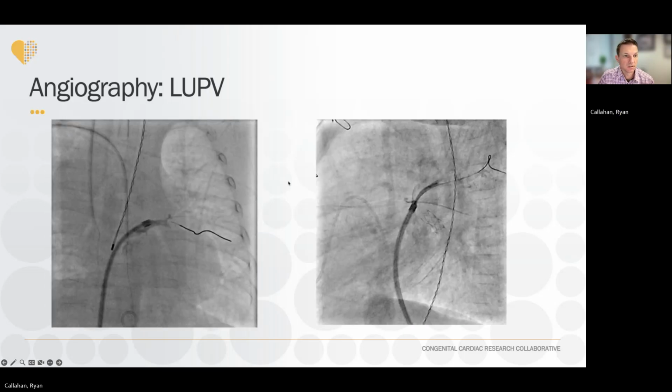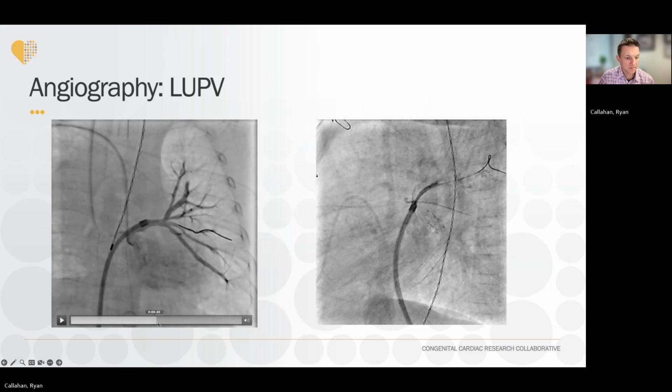This is an example of a left upper pulmonary vein that has segmental upstream narrowing. Now, this picture was taken after balloon angioplasty, so this initially was severe, but then you can see all the irregularities and some narrowings of the segmental branches upstream. And so it would have been called severe, but we're still going to check that box that there's upstream narrowing.